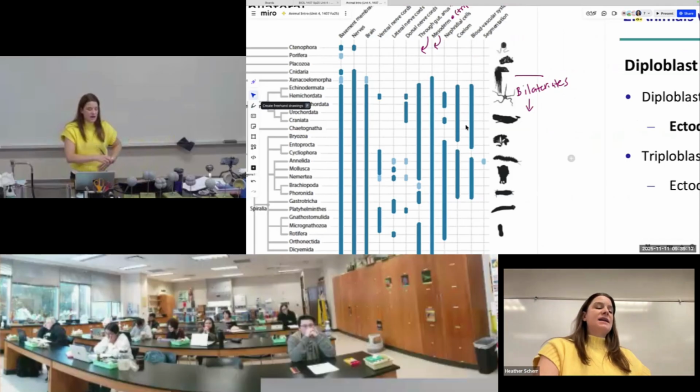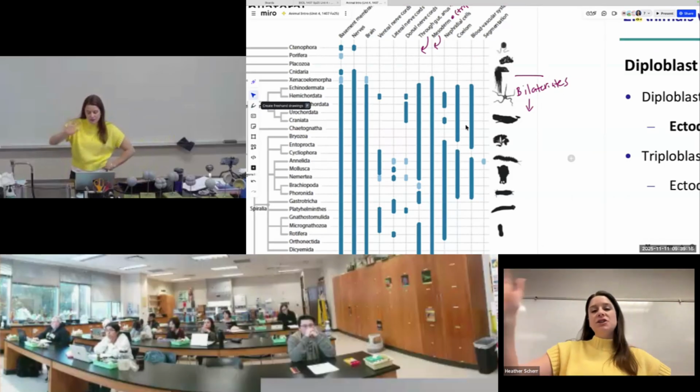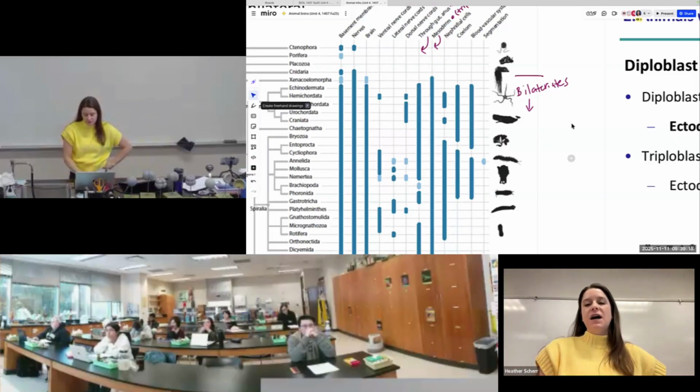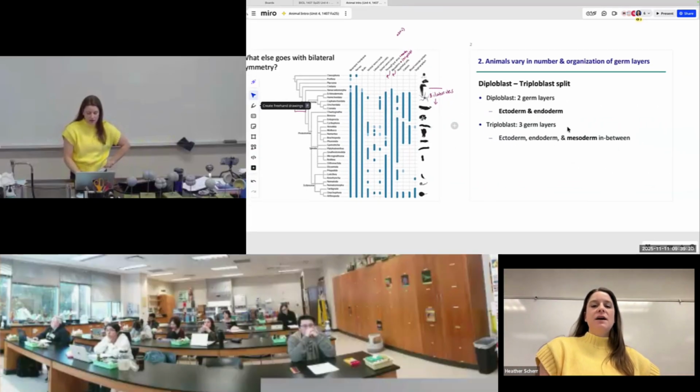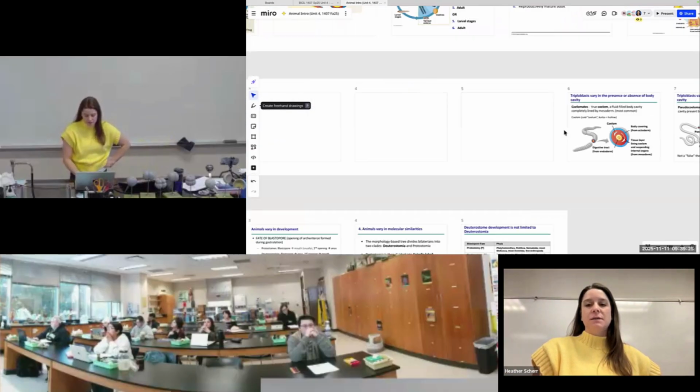Does that mean Cnidaria who have 2 don't form muscles? Because remember, the mesoderm forms muscles. No, they do. It just comes from a different tissue, a different germ layer. But they are kind of like wimpy muscles, is how I think of them, versus well-developed muscles.